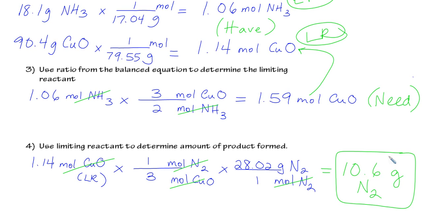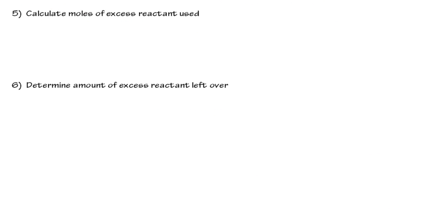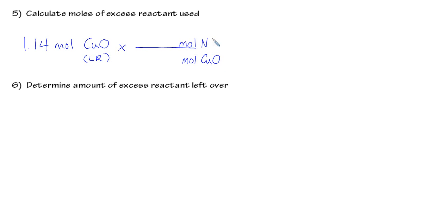Okay, so the other part of this, they wanted to know how much of the excess is left over. Okay, the excess was the ammonia. So first we need to figure out how much of the excess was used. That's dependent on the limiting reactant. So I'm going to do almost the same thing. 1.14 moles of copper oxide, the limiting reactant. But this time, we'll cancel the limiting copper oxide, and we'll switch it over to the excess. This was my excess reactant, the ammonia. We'll plug in the ratio from the balanced equation.